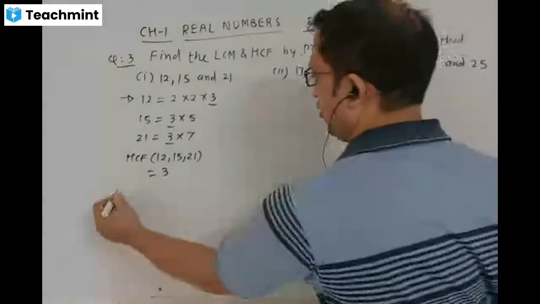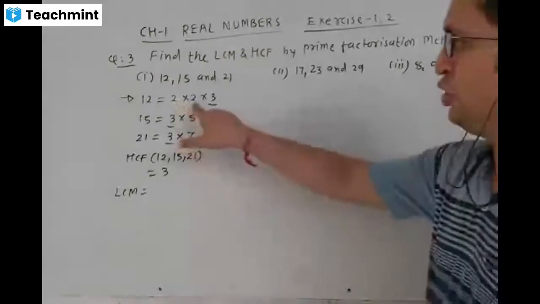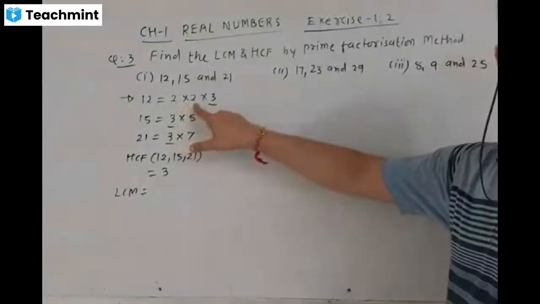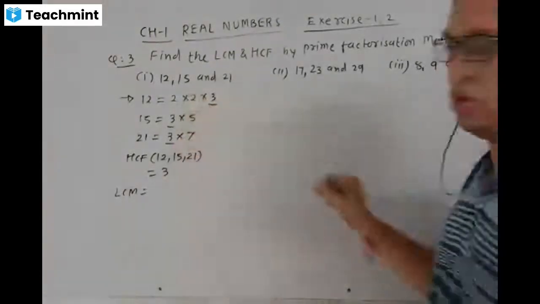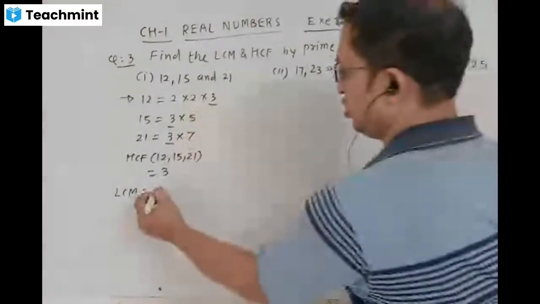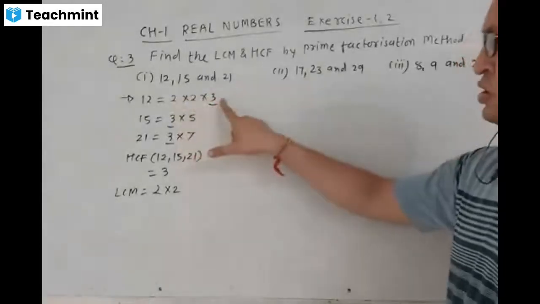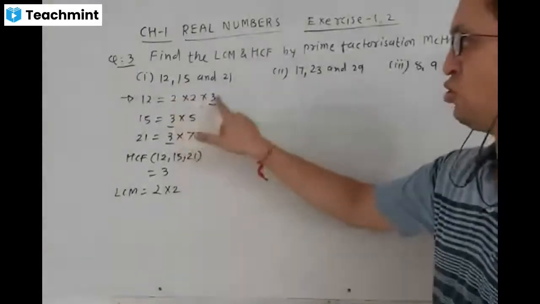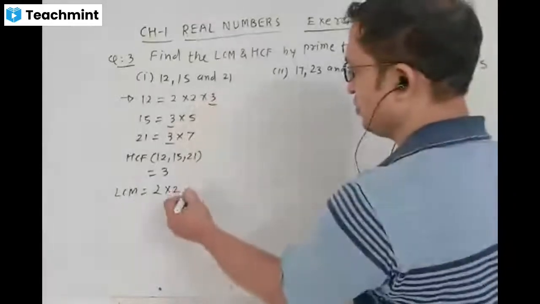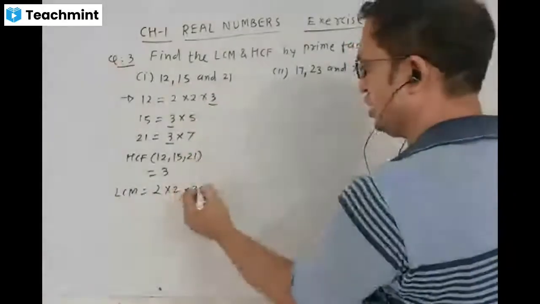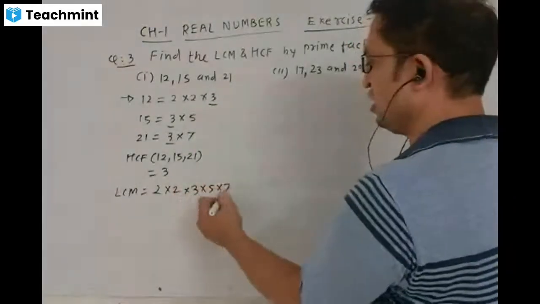Similarly, for LCM, the least common multiple, first we write 2 into 2, the highest power of 2 is 2 square. So 2 into 2. जितनी मैक्सिमम 2 कितनी बार है कोई एक नंबर्स में वो लिख दो. 2 into 2. Maximum number of times 3: 3 is only 1 time in each term. Into 5 into 7. सभी नंबर्स आ जाएंगे इसमें.